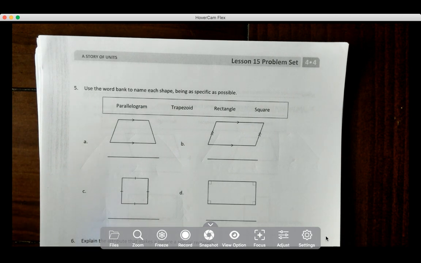review before we go to number 6, 7, and 8.